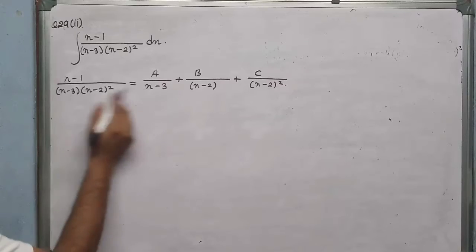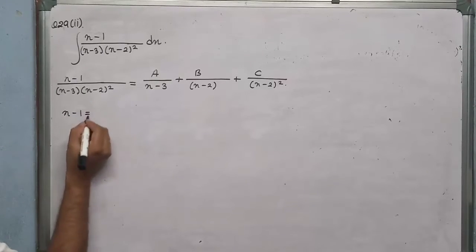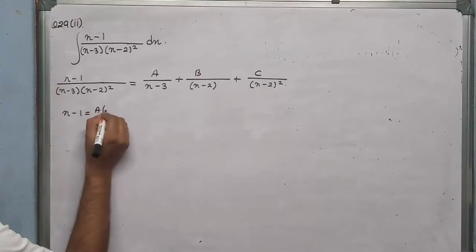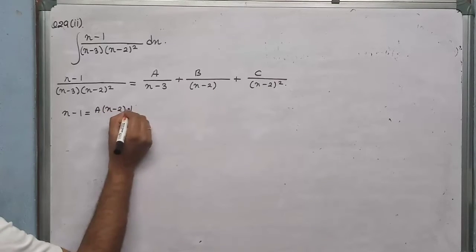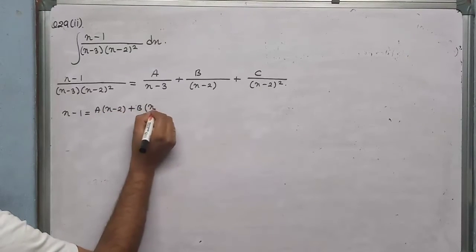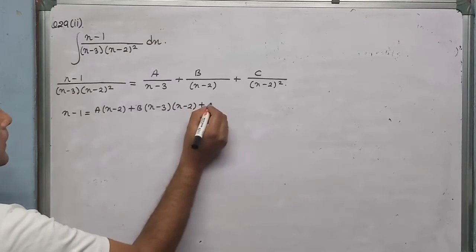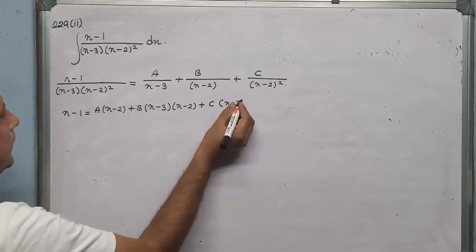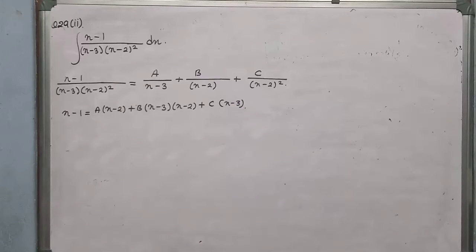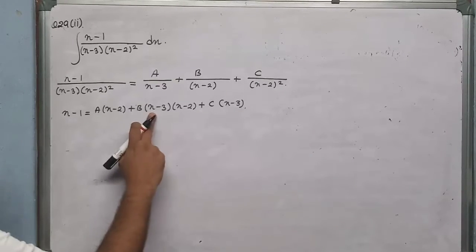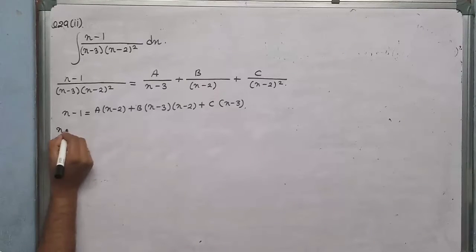Now then, after LCM, this one will be a into (x minus 2) whole square plus b into (x minus 3) into (x minus 2) plus c into (x minus 3). Definitely over here also, it's not possible to calculate the value of one quantity. We cannot calculate over here the value of b again. So I'll make one quadratic equation.